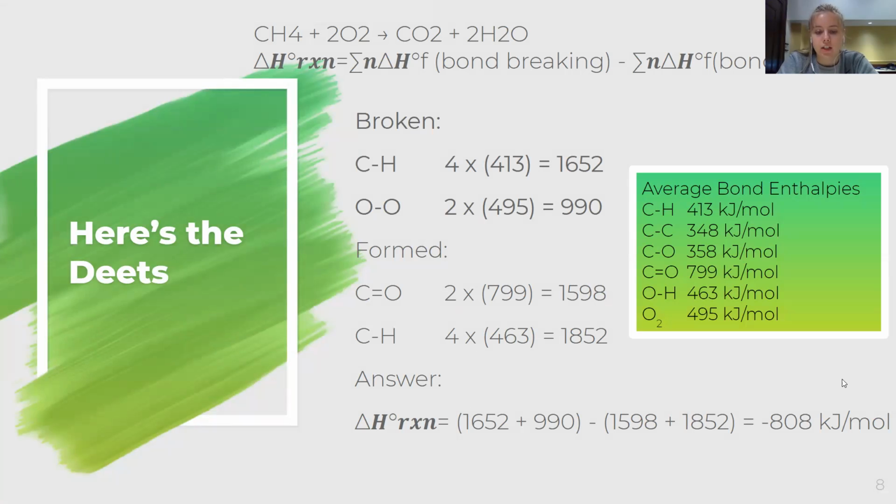All right. So you've got the enthalpy of your total reaction is going to be those bonds that have broken. Remember, it's not going to be the products this time, subtracting. It's going to be the bonds that are broken, which is going to be that 1652 plus 990, and then you're going to subtract your formed, which is going to be 1598 plus 1852. So ultimately, you're going to get the answer at negative 808 kilojoules per mole. So if you did that, good job.